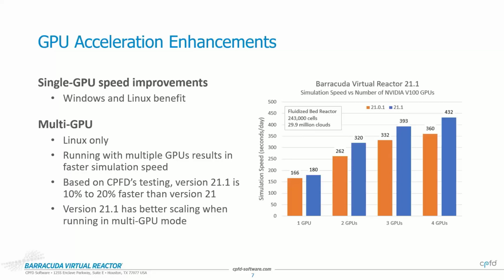For single GPU simulations, our tests are showing that this release is about 10% faster than version 21 on average. If you're running Barracuda in multi-GPU mode, which is supported on Linux only, you'll see better performance also. We've improved the scaling significantly for many problems, which means that you'll see greater benefit when running on 3 or 4 GPUs for a single simulation than you would have seen in previous releases.